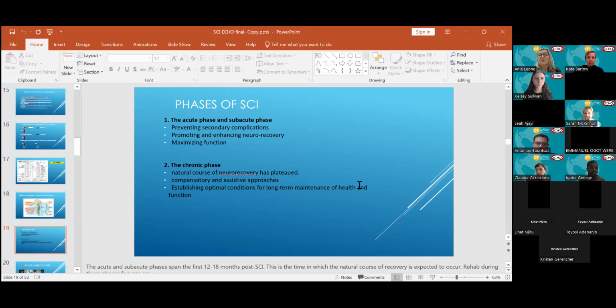And naturally, in a chronic phase, which can take anywhere from year 2 to 3, the natural course of recovery has likely plateaued. We will then focus, if that's where you are picking up your patient. A lot of times, this is the first time this patient will have any kind of access to therapy. So if that's where you're picking up the patient, your focus will be different.